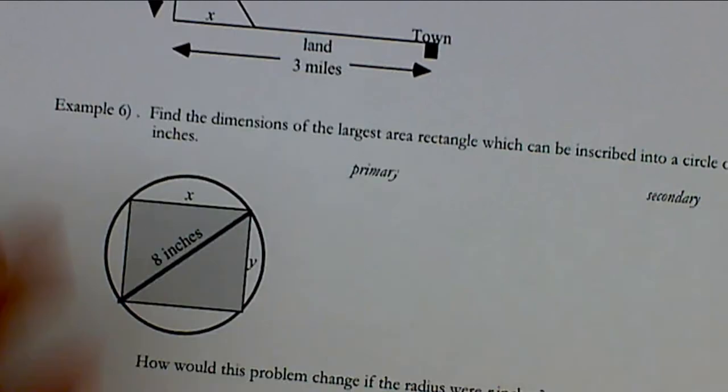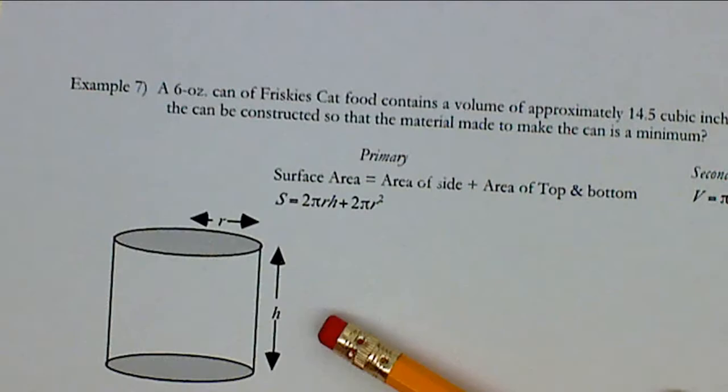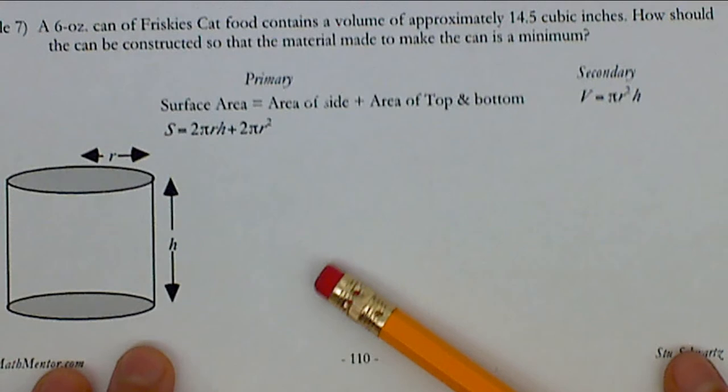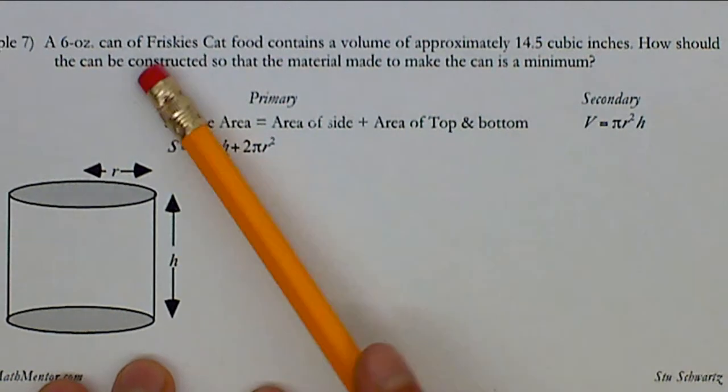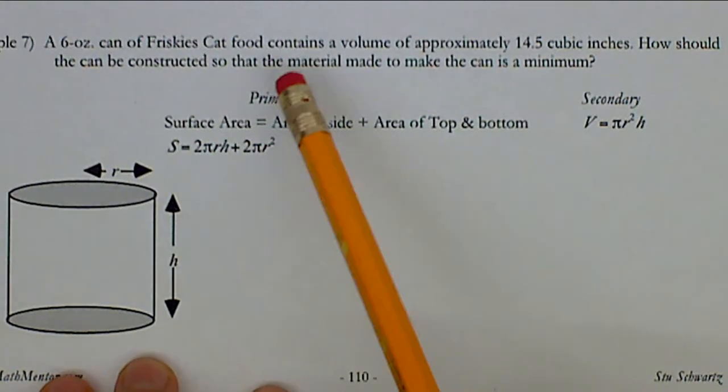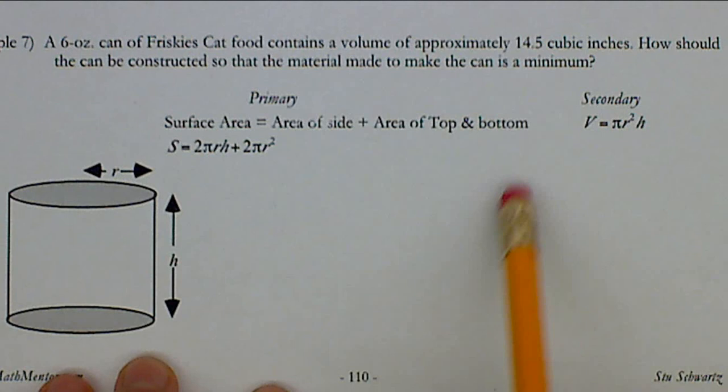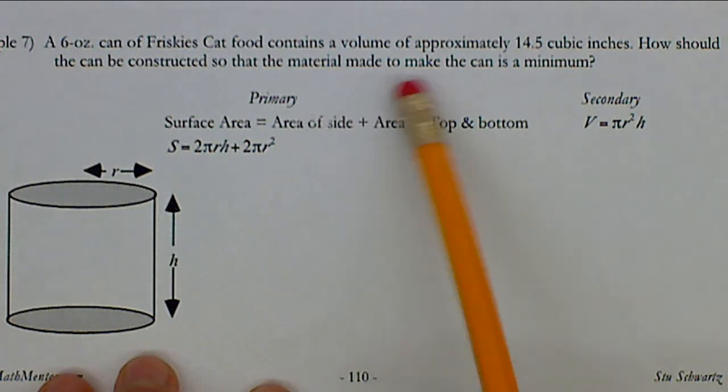There's so many cylinder problems. I'll do this example 7, is the cylinder problem. So a 6-ounce can of Frisky cat food contains a volume of approximately 14.5 cubic inches. How should the can be constructed so that the material made to make the can is minimized?